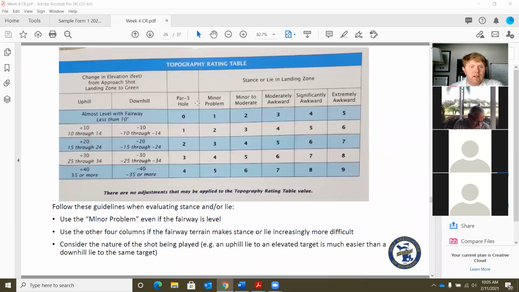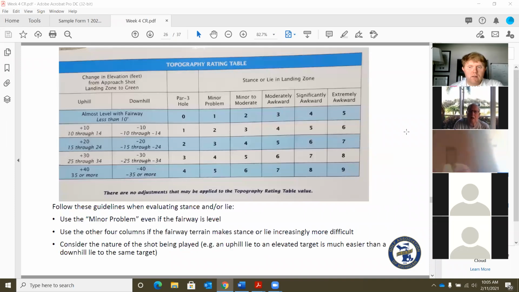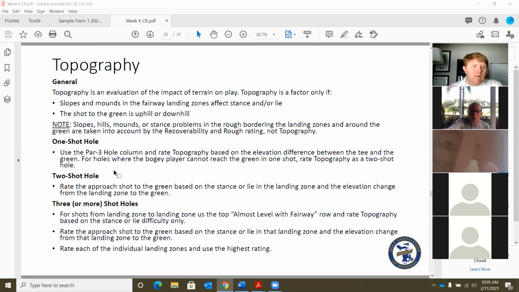Okay, so if we look here at the chart really quick, you can see that when they talk about that par 3 column, that's the par 3 column we're talking about, and then all the other ones are 2-shot or more holes. Okay, and then same thing for 3-shot holes.